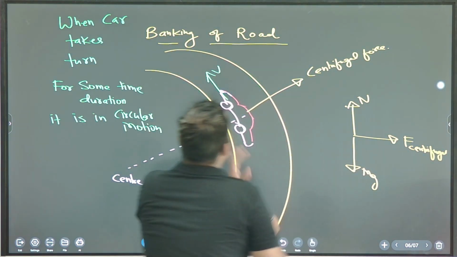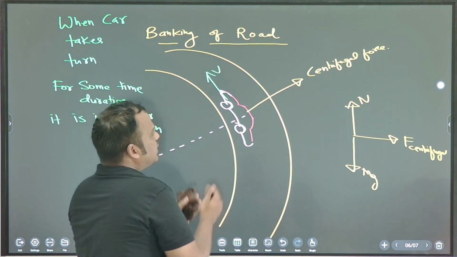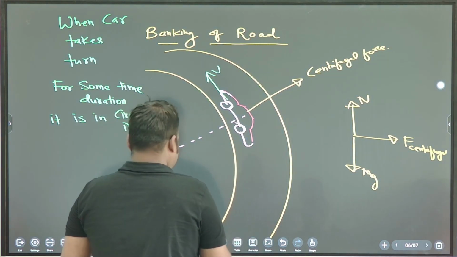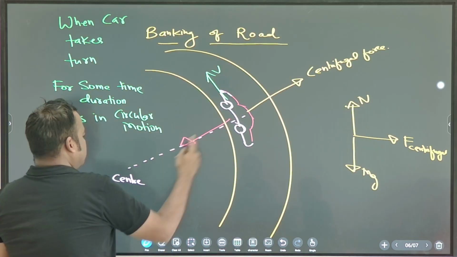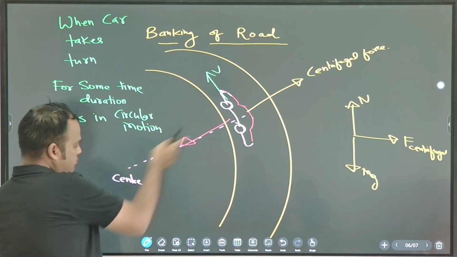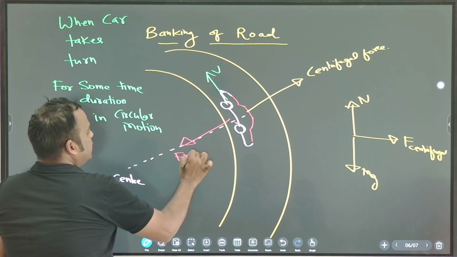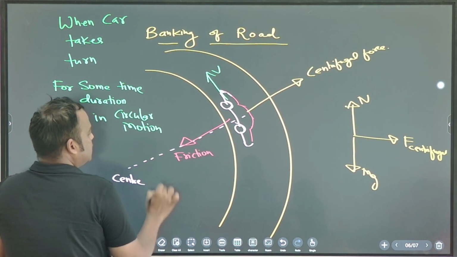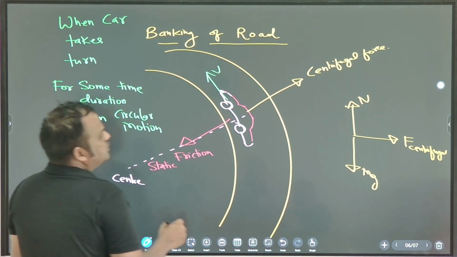So the car will skid, but the car is not skidding. Why? Friction, because friction is acting. What is the direction of friction? Towards the center. Static friction, not down. Static friction towards the center.